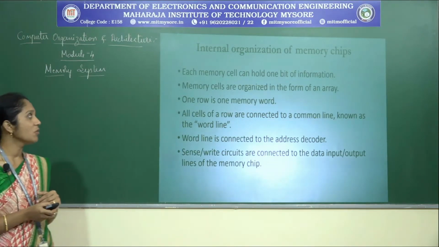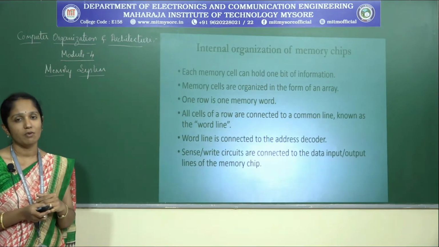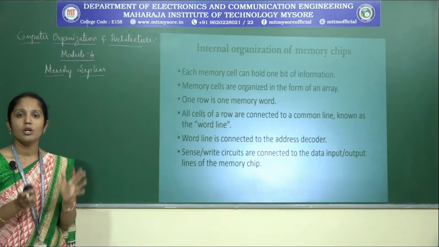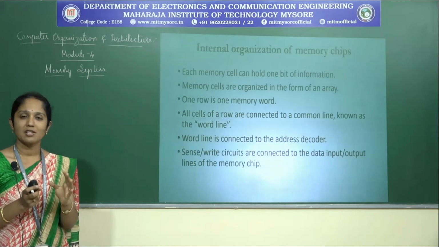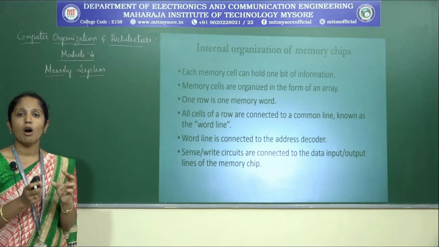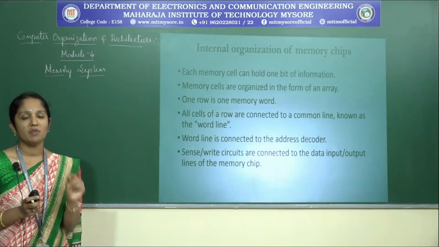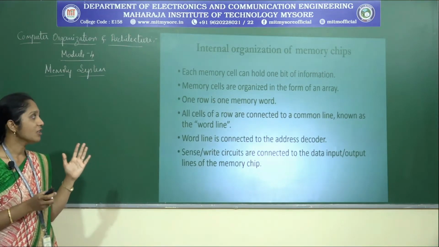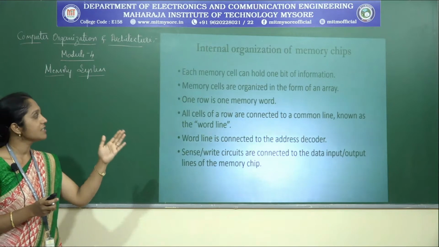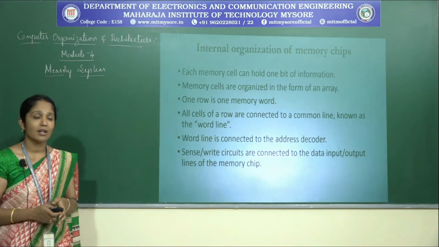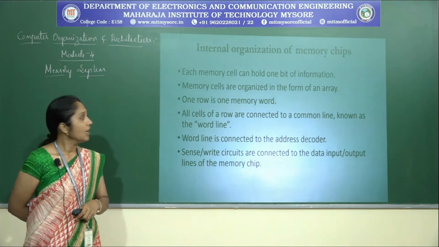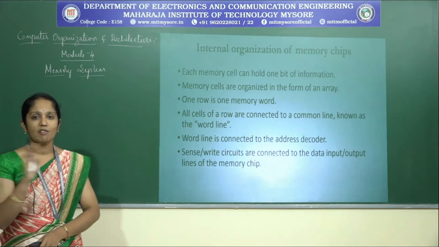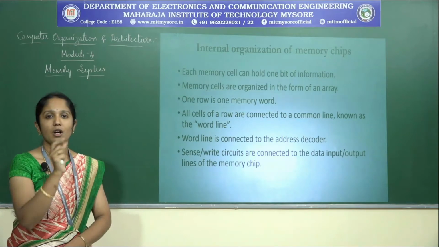Each memory cell can hold 1 bit of information. That we have discussed right from the first module, whenever we discussed memory: each cell is capable of storing 1 bit of information. In the organization, memory cells are organized in the form of an array, and one row is one memory word.